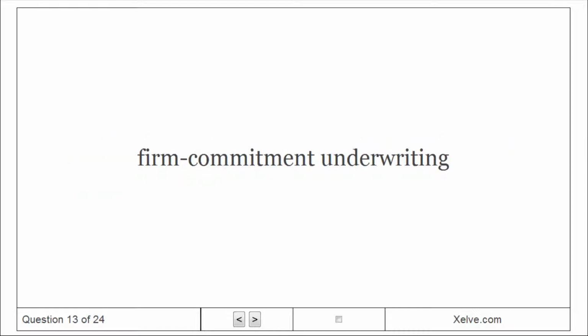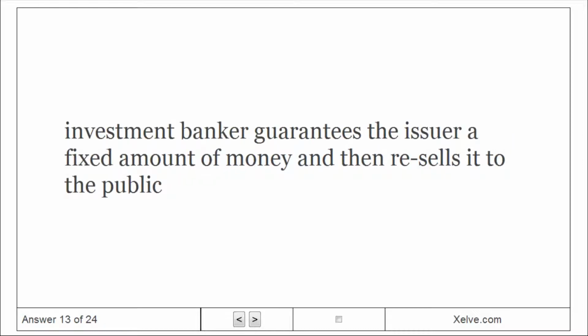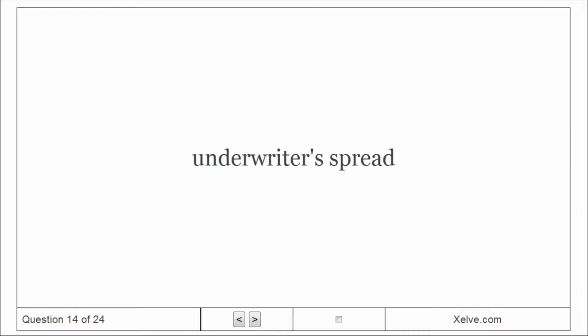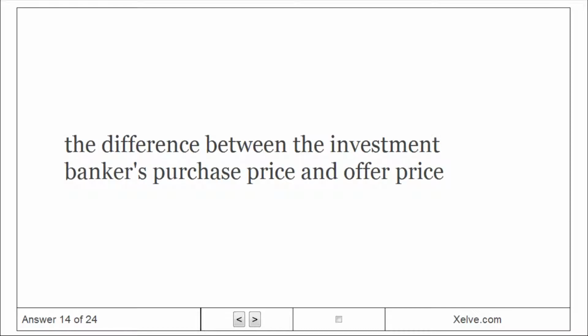Firm commitment underwriting: the investment banker guarantees the issuer a fixed amount of money and then resells it to the public. Underwriter's spread: the difference between the investment banker's purchase price and offer price.